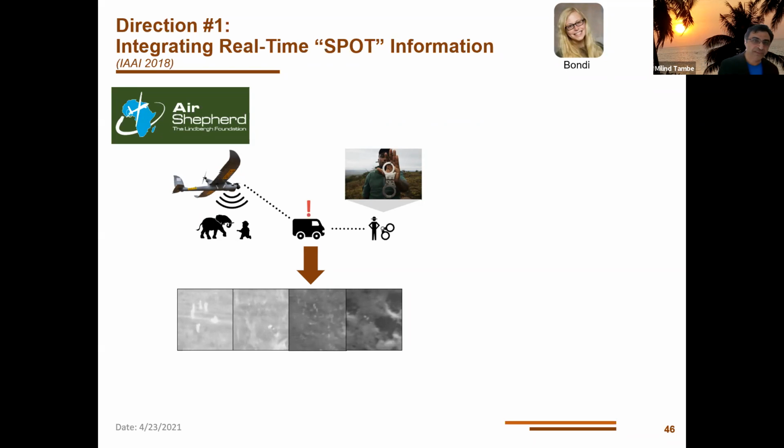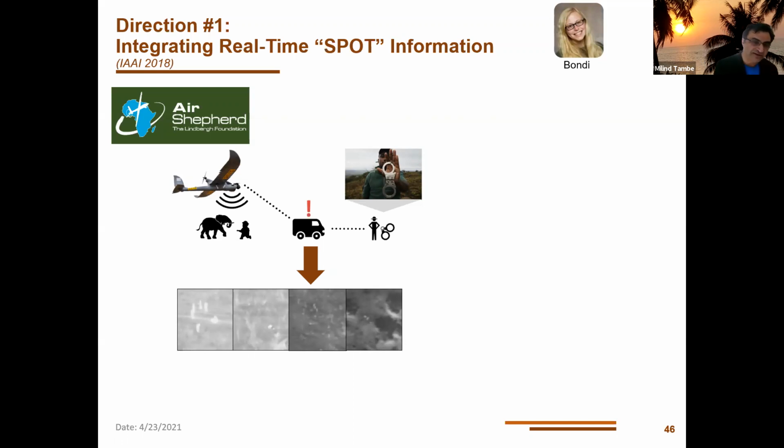The first one is integrating real-time information. So far I've talked to you about data being collected from the past months or years and using that to predict future poaching. With drones, like done with this nonprofit called Air Shepherd, they fly these drones in Kruger National Park in South Africa, and they beam these infrared videos late at night to a van where a human can look at the infrared videos to spot human figures, poachers, to try to stop them.